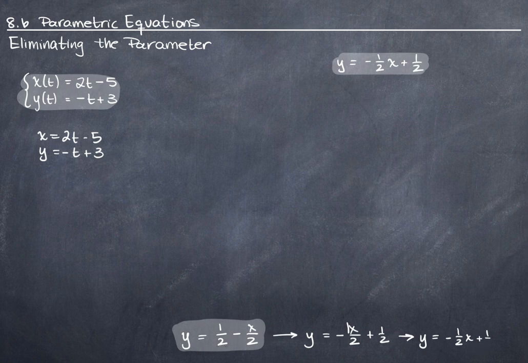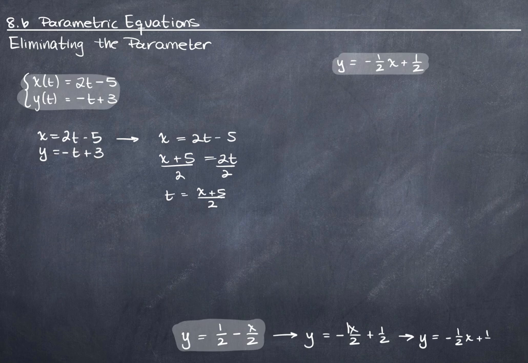This time what I'm going to do is take this equation and solve for t. So I have x equals 2t minus 5. Adding 5 to both sides gives me x plus 5 equals 2t, and then dividing both sides by 2 gives me t equals either x over 2 plus 5 over 2, or just x plus 5 over 2. I think I'll leave it as it is for now. x plus 5 all over 2.